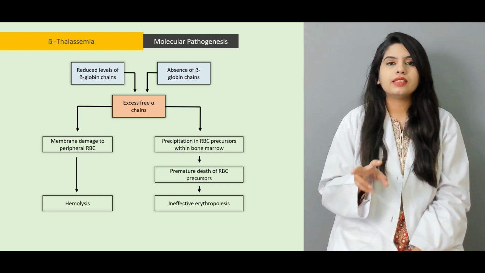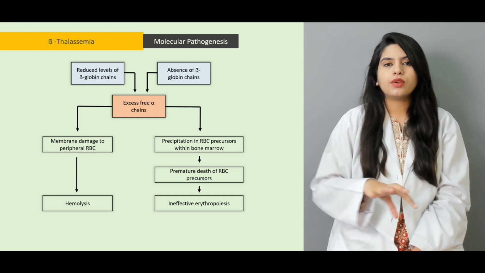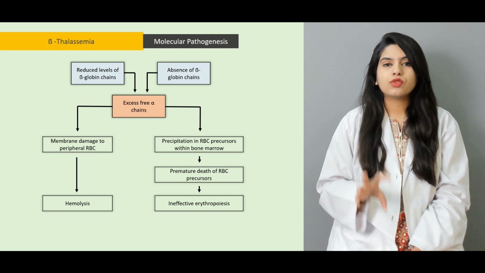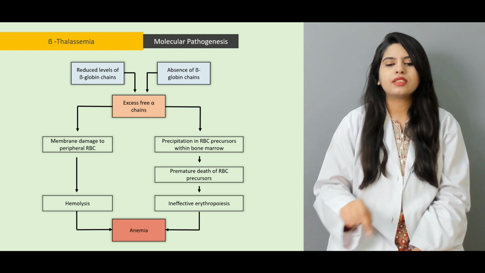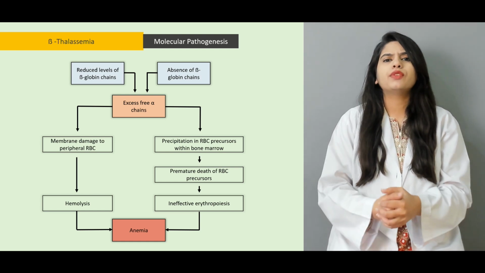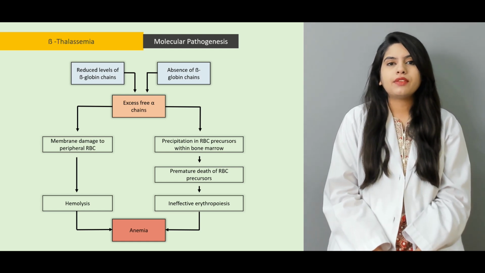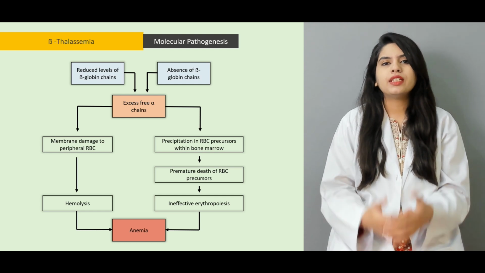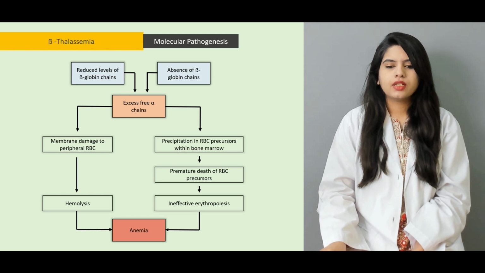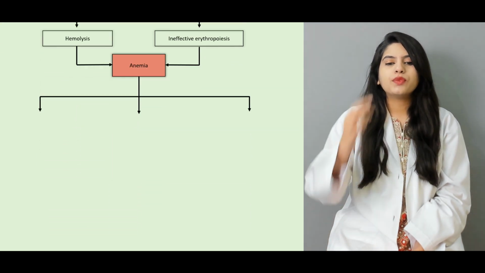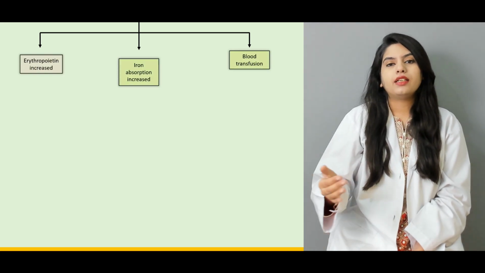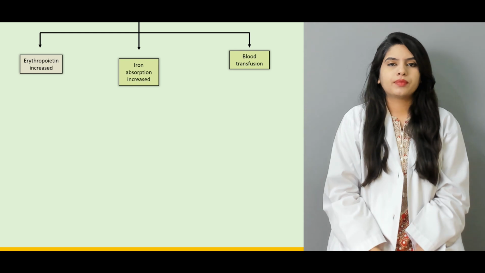Both of these things, either hemolysis is occurring or there is ineffective erythropoiesis. What will be the end result of both of these things? The person will suffer from anemia. Obviously, there will be a deficiency of red blood cells and a deficiency of hemoglobin, so the person will definitely be anemic. Now, moving on, what will happen as a result of the anemia?